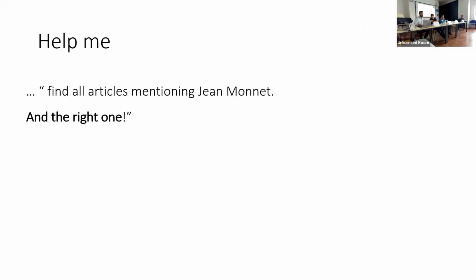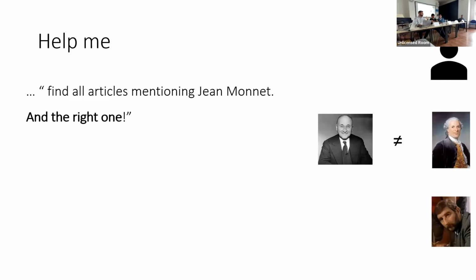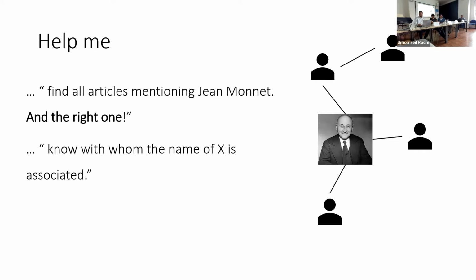Another typical request is, again, to be able to work with named entities. We heard it already. So ambiguity is one of the obstacles there. I want to find articles where Jean Monnet is mentioned, but then I only want the results belonging to the right Monnet, not to the other. So I want my disambiguation to work properly.